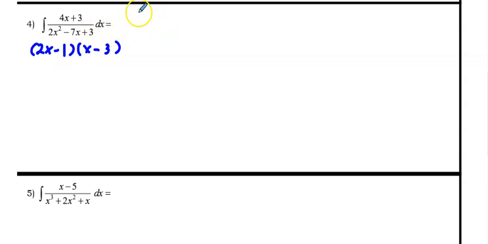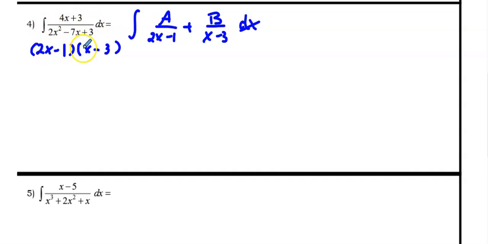So I know that this integral is going to be equal to some value a over one of the factors, and then it's going to be b over one of the other factors, which is going to be dx. So I'm going to take some liberties here. I'm going to go ahead and multiply everything by 2x minus 1 and x minus 3. So on this left hand side, again, I'm getting rid of the integral and the dx, so I'm just looking at the fractions right now.